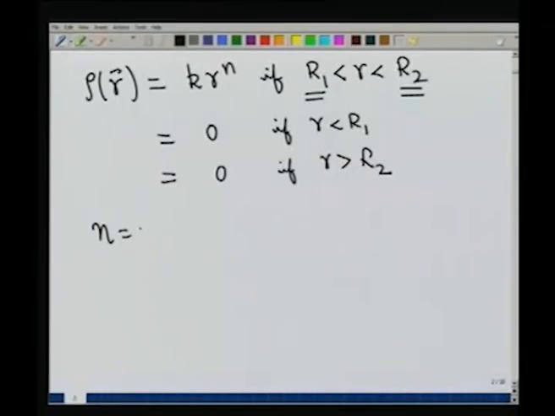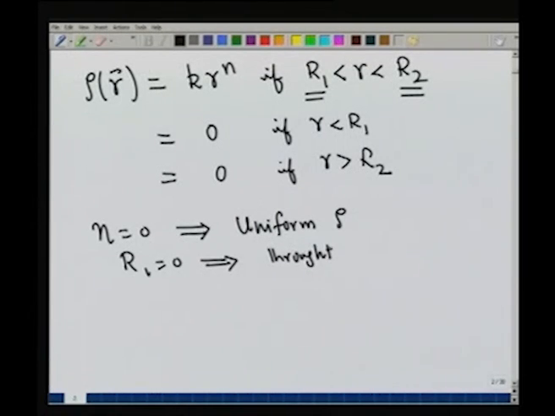There are two special cases which I was trying to list. One was n equal to 0 corresponding to uniform rho. Rho is uniform in the annular region, and the next one corresponds to R1 equal to 0, which corresponds to uniform rho throughout the volume of the sphere. So we can set R equal to R2 equal to R. These two are familiar examples, so you can specialize to this particular case.